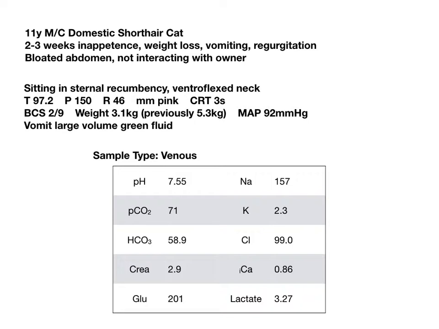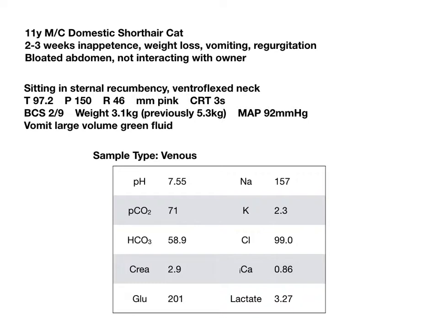While we were getting blood and placing an IV catheter, he vomited a large volume of green fluid all over us, and while we finished cleaning that up, his blood work came back. And this is what we've got. There's quite a few abnormalities there, but let's focus on the acid-base components right now. If you haven't already interpreted the results, hit pause, write down your interpretation, then hit play again.